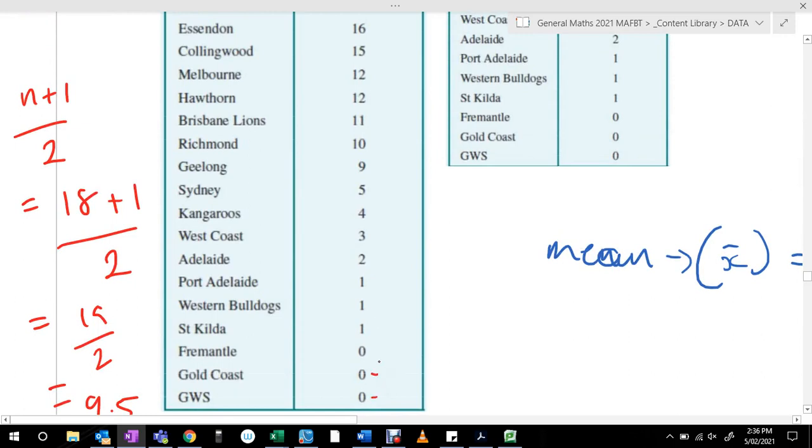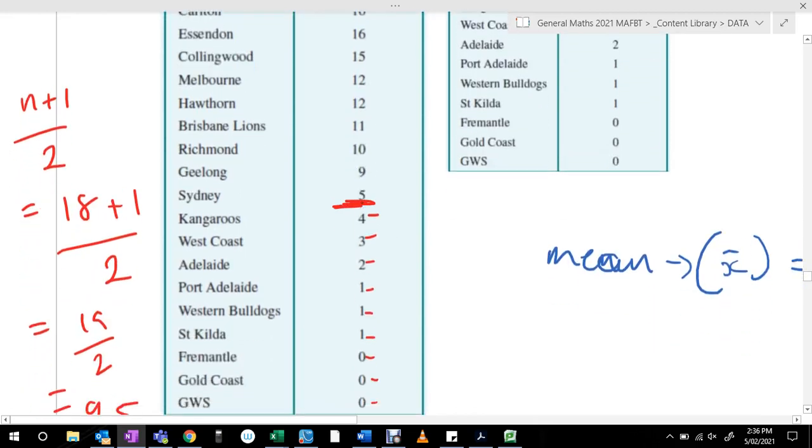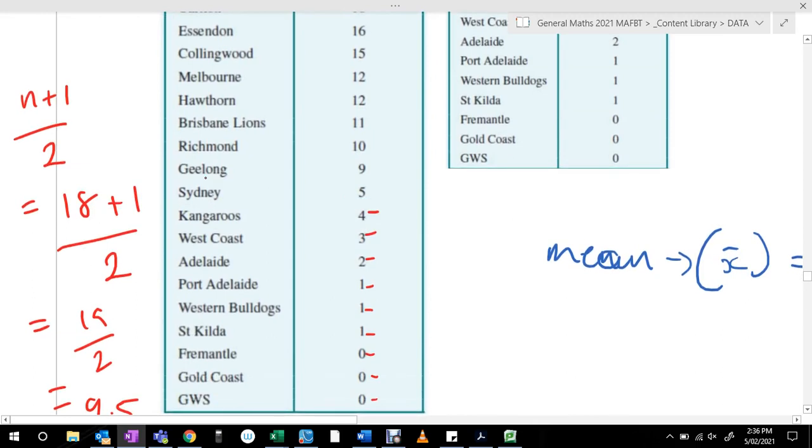So if you go 1, 2, 3, 4, 5, 6, 7, 8, 9. And then in the middle right here is your median. Okay, right here in the middle. So the 9.5th number is going to rest between them.